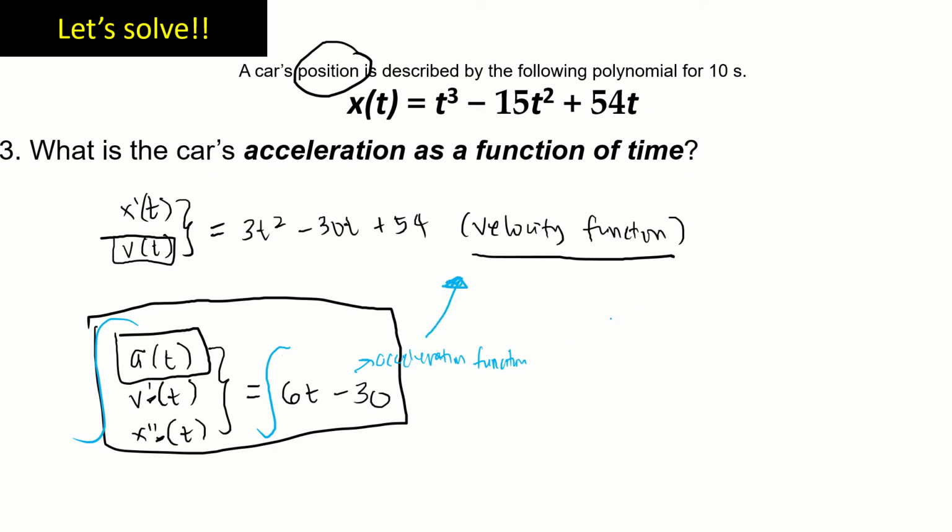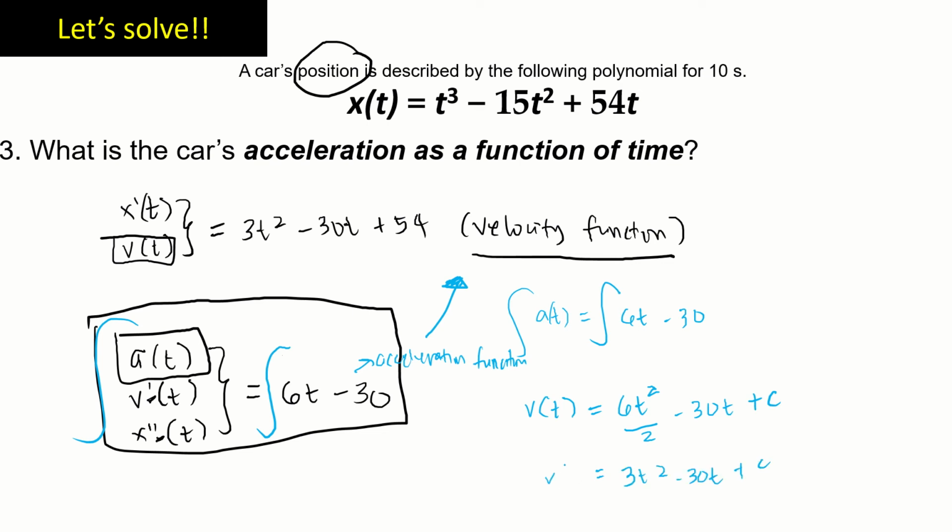So, check natin. You have, a of t is equal to 6t minus 30. So, kinuha mo na siya ng integral. This becomes v of t, 6t squared over 2 minus 30t plus c. So, this becomes 3t squared minus 30t plus c. So, this is your velocity function from the antiderivative of the acceleration function. Still, the same answer.